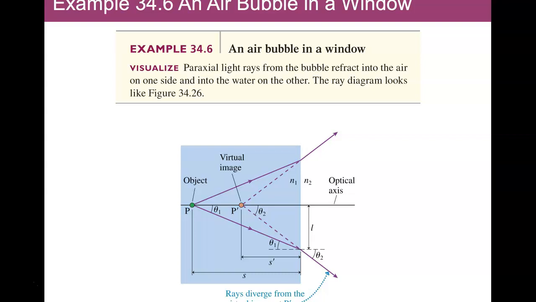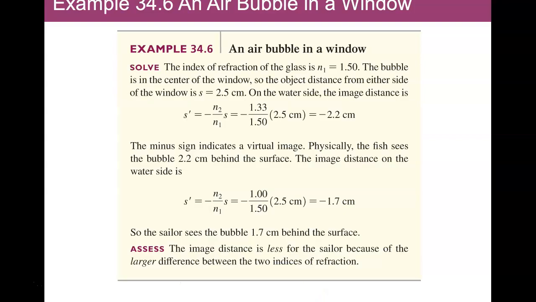So we just want to see where it is, and if we apply our formula, we'll come back to the minus sign in a second. So for now, just ignore the minus sign. Let's say there's absolute value on S and S prime, right? So the absolute value of S prime is going to be N2 over N1. That's for the fish, right? Which is 1.33 divided by 1.5. So the fish is going to see it closer.